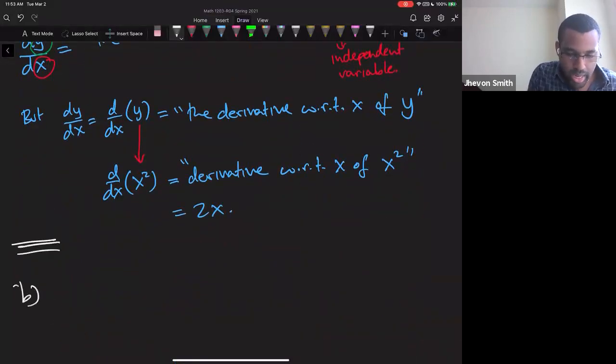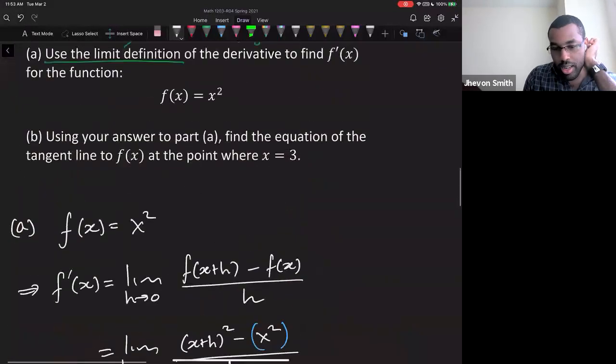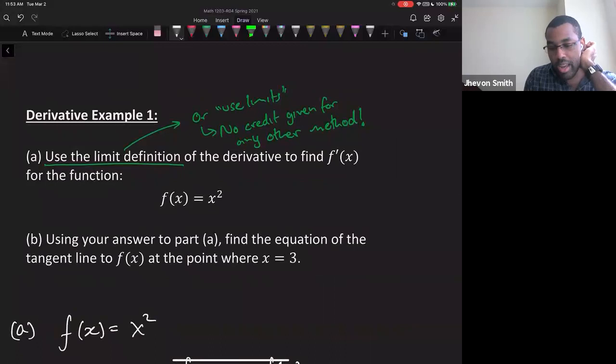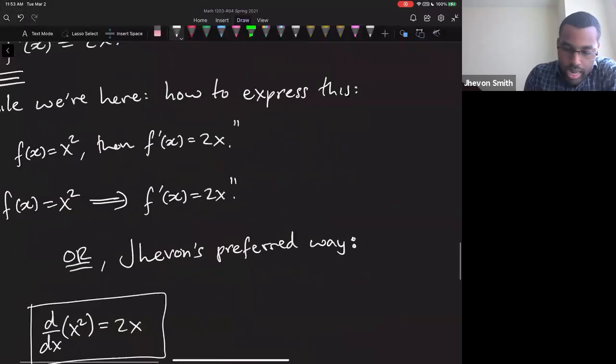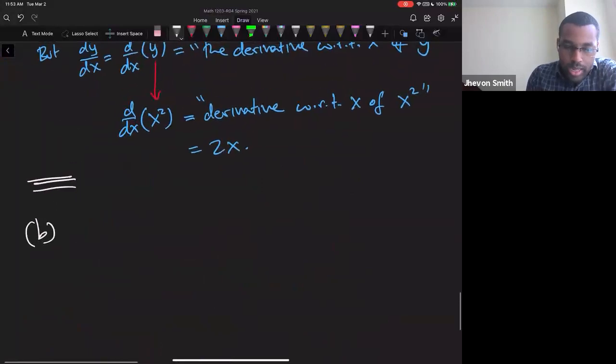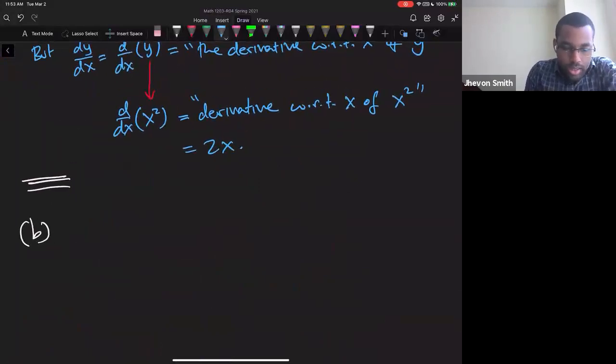Okay, now let's go to B. So now B asked us to find, using your answer to part A, the equation of the tangent line to F at the point where x equals 3. Now, what I do want to emphasize here is a tangent line is just a straight line. Don't let the name scare you.